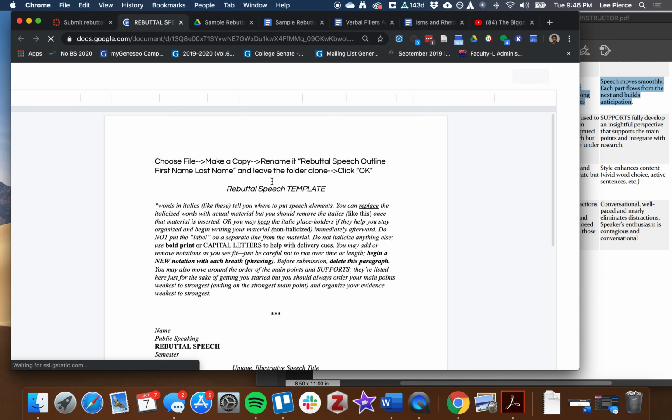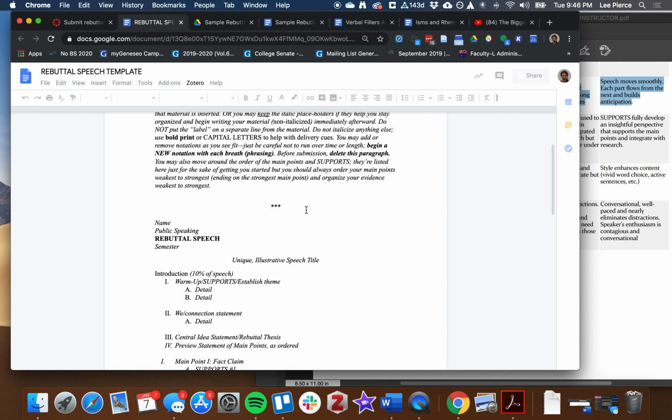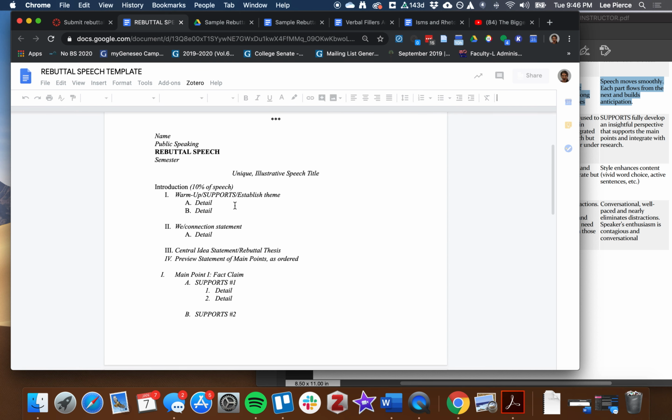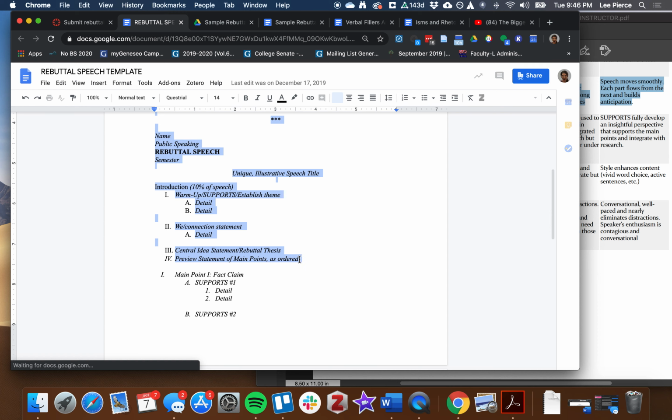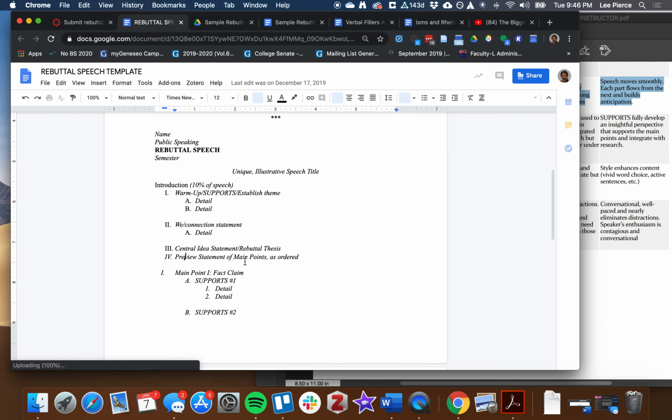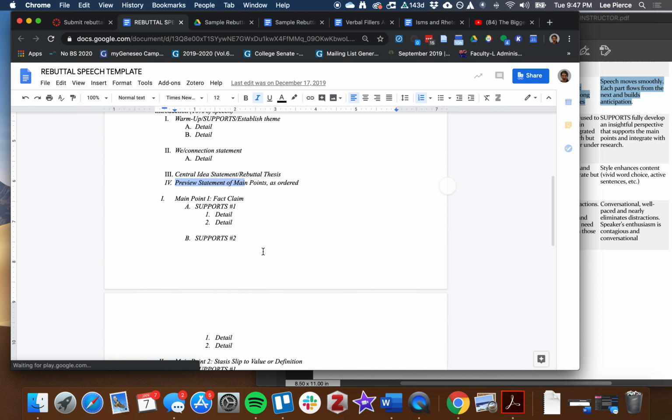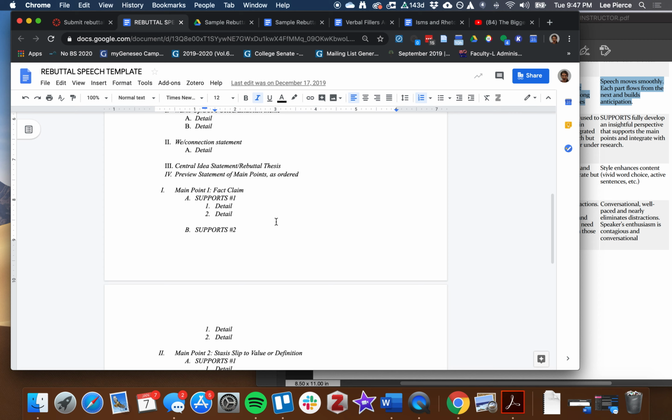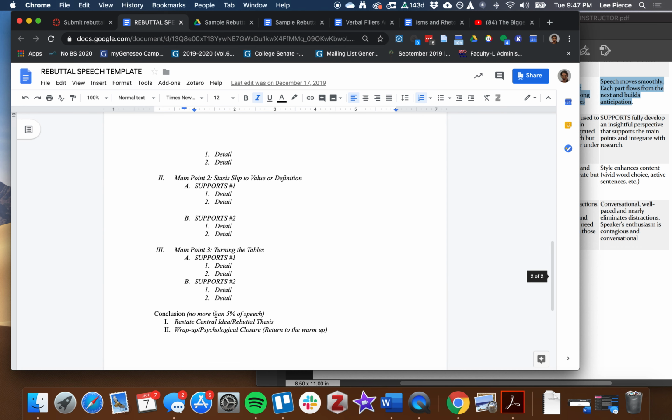And so the outline for the rebuttal speech is right here. You can make a copy, and then you can make it your own. If you make a copy, it'll be in the folder where it needs to be. You just need to submit the link to Canvas. And you'll see it looks very similar to the last speech. The introduction is almost identical, except there's a preview statement. That's the only new thing. And then you have 3 main points that you have to make. You don't have to make them in this order, but you have to make these 3 kinds of claims. And then you have 2, maybe 3 supports for each one. And then the conclusion looks the same. So there's your template, which should look pretty familiar.